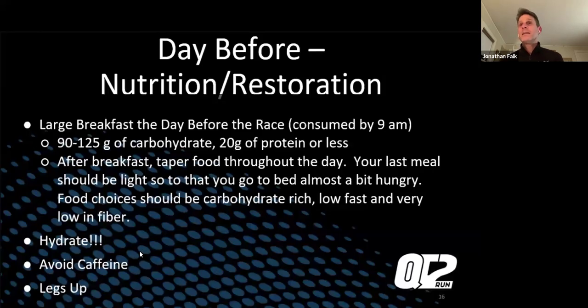So the focus for QT2 as far as nutrition, what you want to really focus on, according to our nutritionists that work with our athletes, is a large breakfast the day before the race. You see the breakdown of 90 to 125 grams of carbs and 20 grams of protein. The reason for that is to really allow your body to digest and process everything.